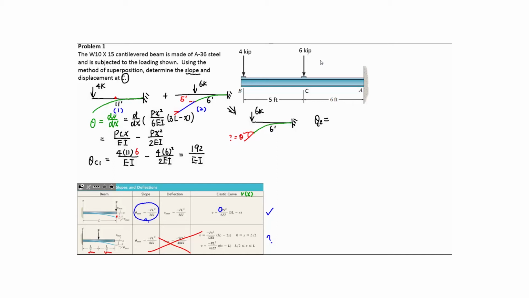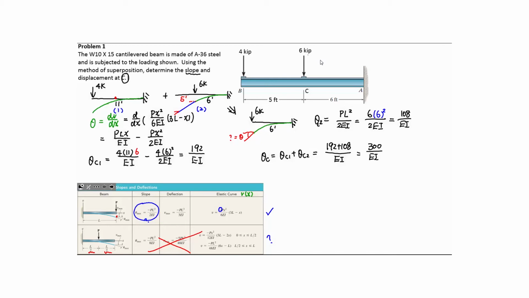So which means we are going to use PL squared over 2EI. Remember, for this beam right now, the L is going to be 6 feet. So if we do the calculation, it will be 108 over EI. Okay, so now the total rotation angle at C will be these two added together. They are in the same direction, so we just numerically add them together.